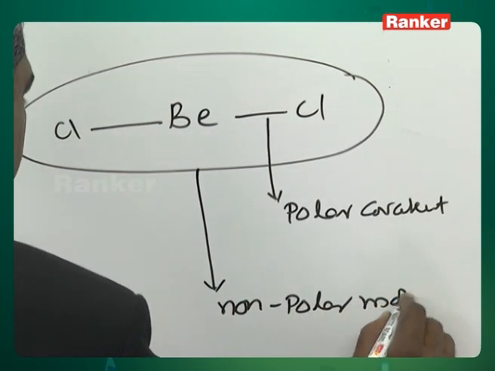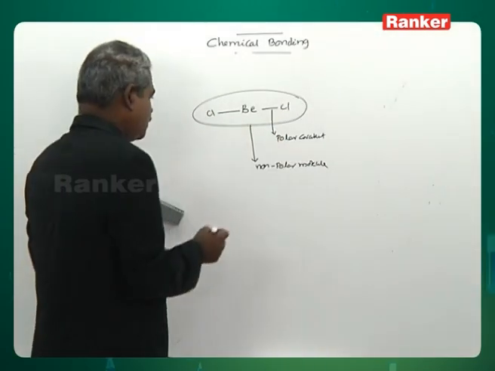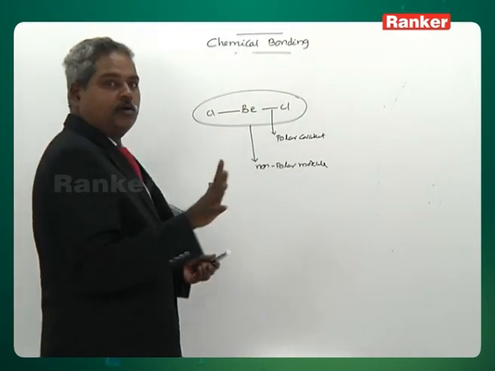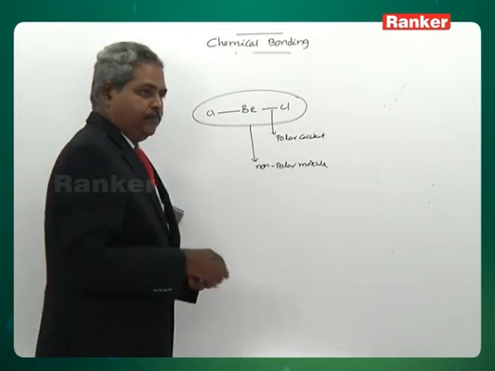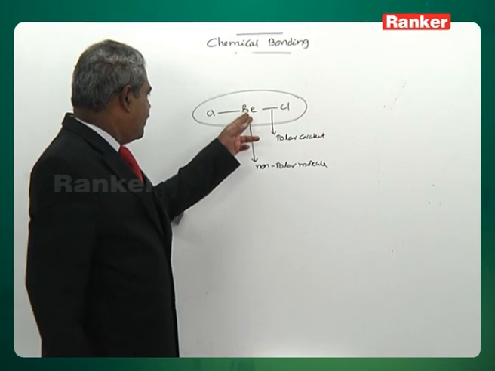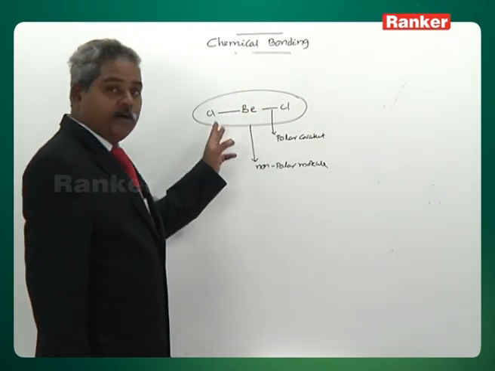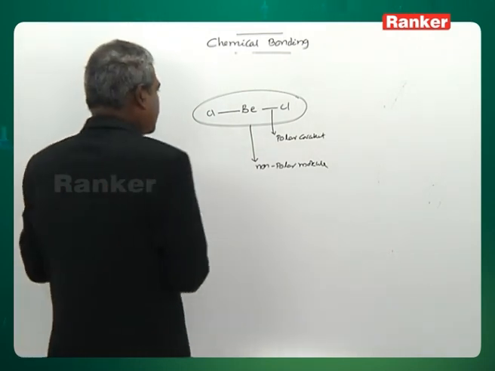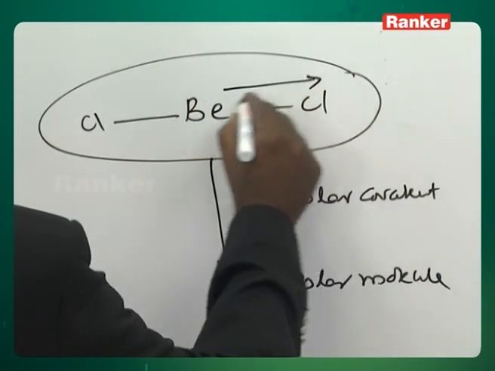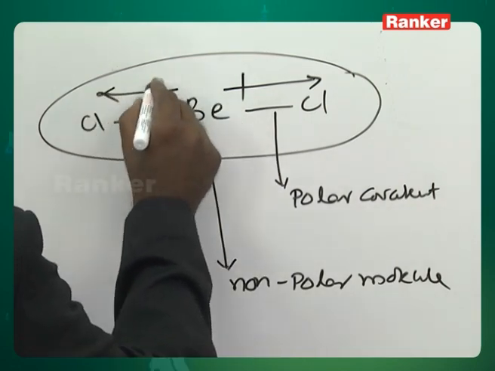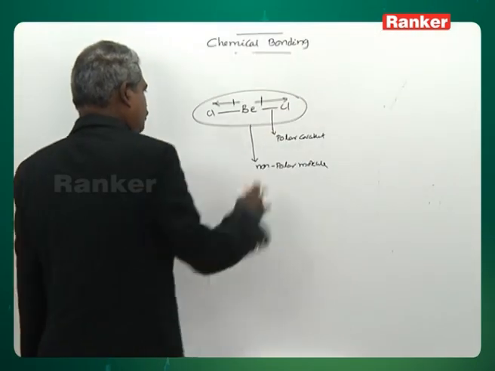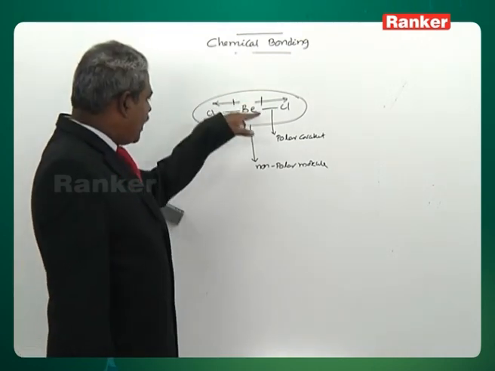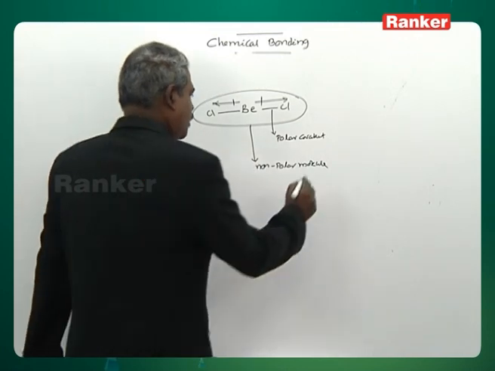Non-polar molecule. Carefully observe. Polar bond, but the molecule as a whole. So there are differences inside. There is a difference of opinion between beryllium and chlorine, but as a molecule, as a whole, it is calm, because the dipole moments cancel each other. Whatever the dipole moment which is acting in this direction towards the more electronegative atom, they cancel each other. So there is polarity in the bond, a polar covalent bond.